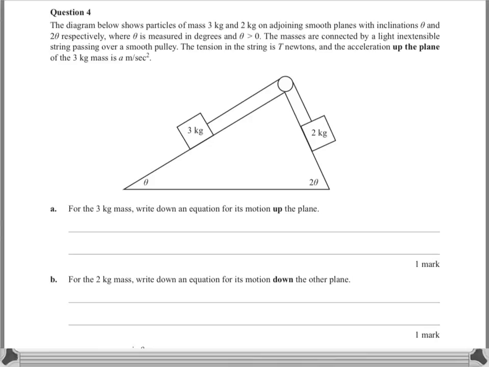The masses are connected by a light, inextensible string passing over a smooth pulley. That little bit of information helps you to come to the conclusion that the tension in the string is constant, they're the same. The tension in the string is T newtons, and the acceleration is going up the plane of the 3 kilogram mass. So that way is your acceleration.